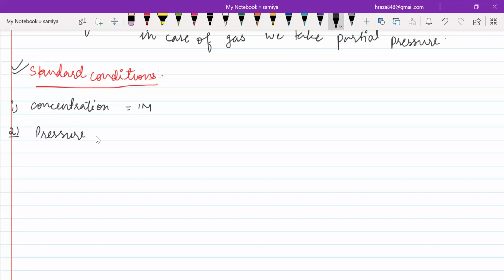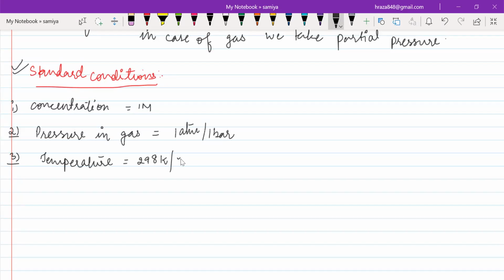The second condition, if it is gas, that means pressure will be 1 atm or 1 bar. That is fixed. And the third standard condition is temperature, 298 Kelvin, or if you convert it into degrees centigrade, 25 degrees centigrade. Please write this as standard condition.